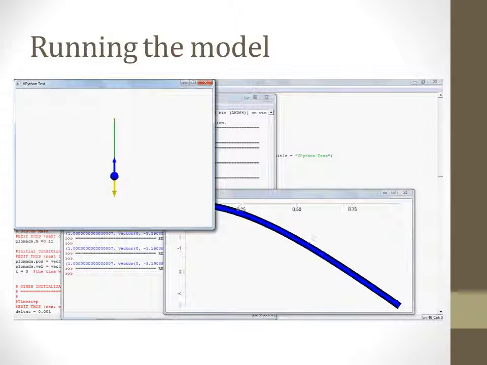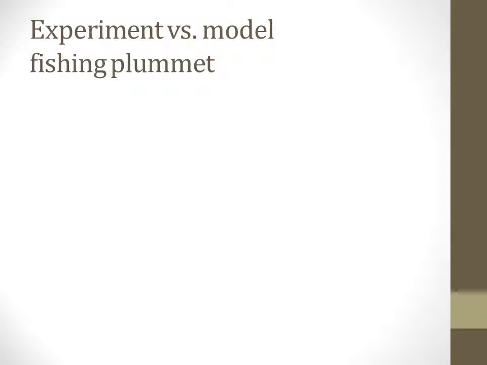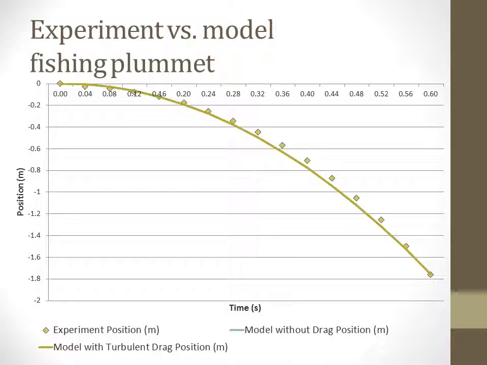Here you can see the model running, and here are the results of the plummet. As you can see, the motion of the model without drag is a very good approximation, especially for the last observation. As there is no drag in the model, the two lines are together.